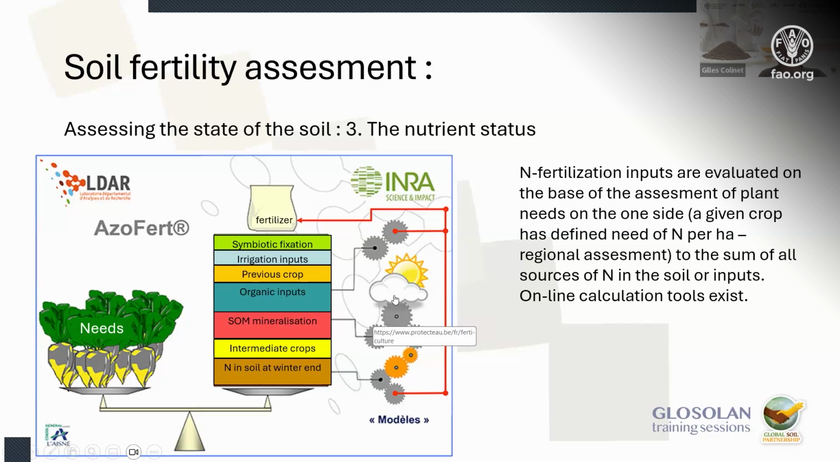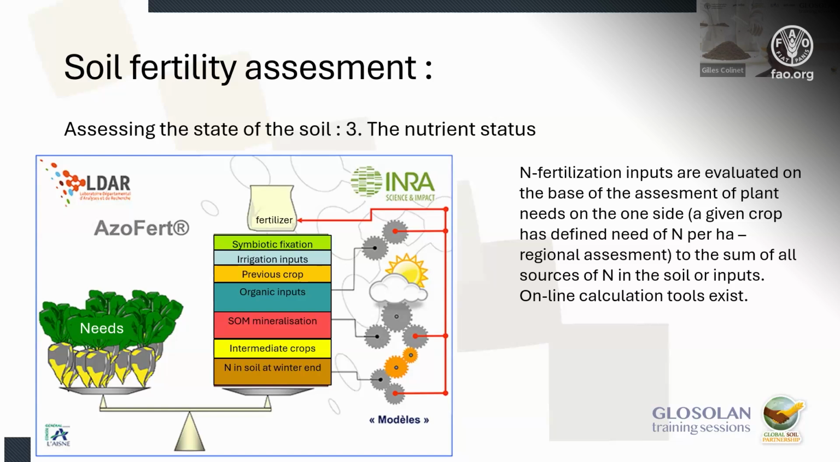Nitrogen in the soils, sorry, can be put into the system by symbiotic fixation if you have legumes, by irrigation inputs if you irrigate, by the previous crops if you left some crop residues in the soils, by the organic inputs if you put manure, for example, by the mineralization of the soil organic matter, by intermediate crops.